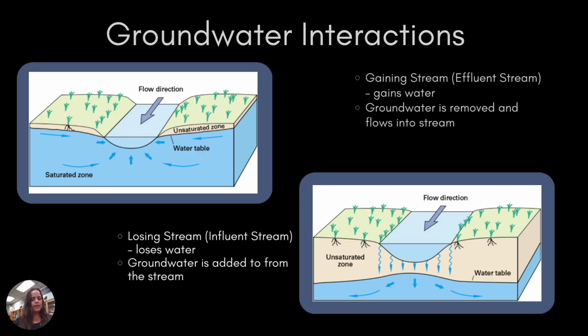Now, in the opposite scenario, there's surface water in that stream channel, and the groundwater table is much lower than the elevation of the bottom of the stream channel. And so in that case, the water flows from the surface down into the groundwater, and we call this a losing stream or an influent stream, where the surface water in the stream loses water to the groundwater and groundwater is added to. Okay.